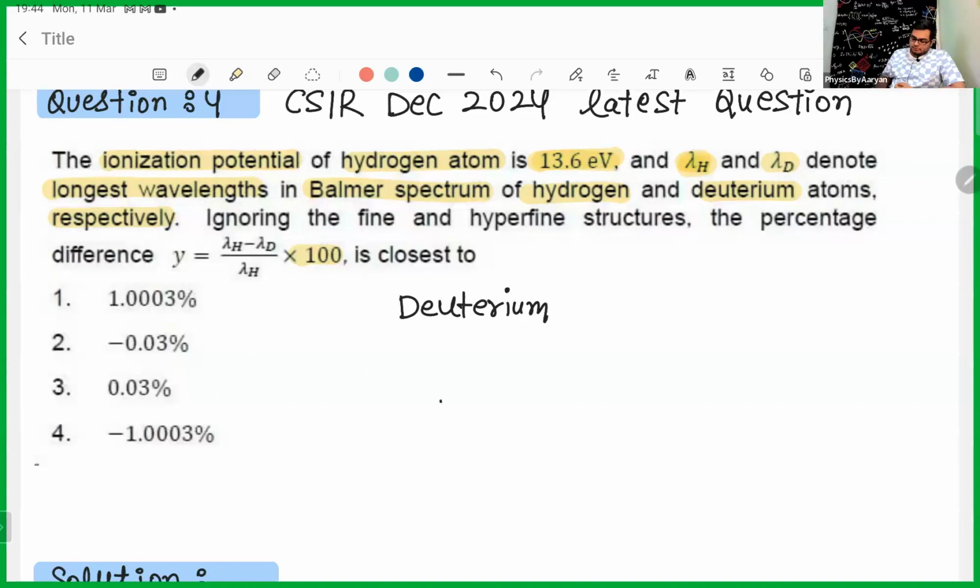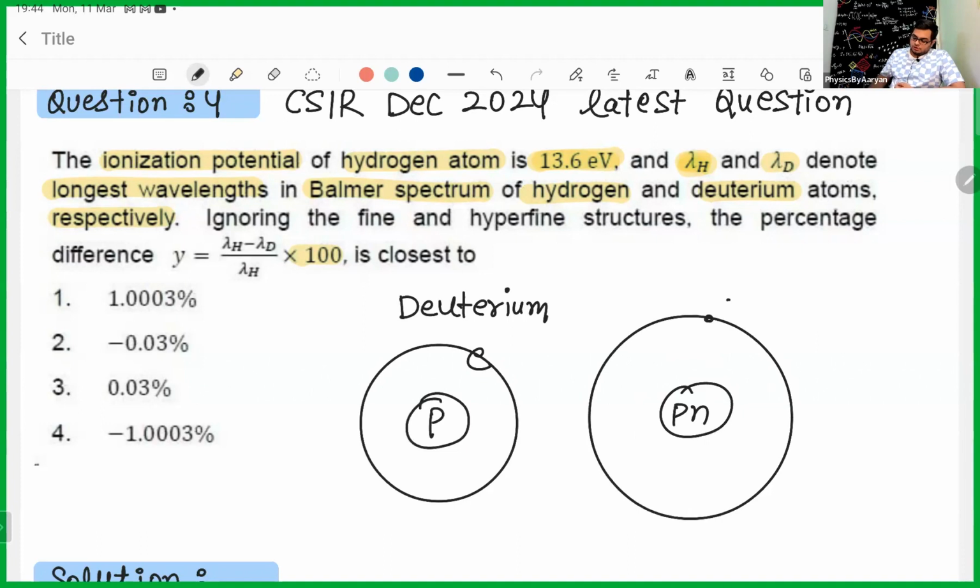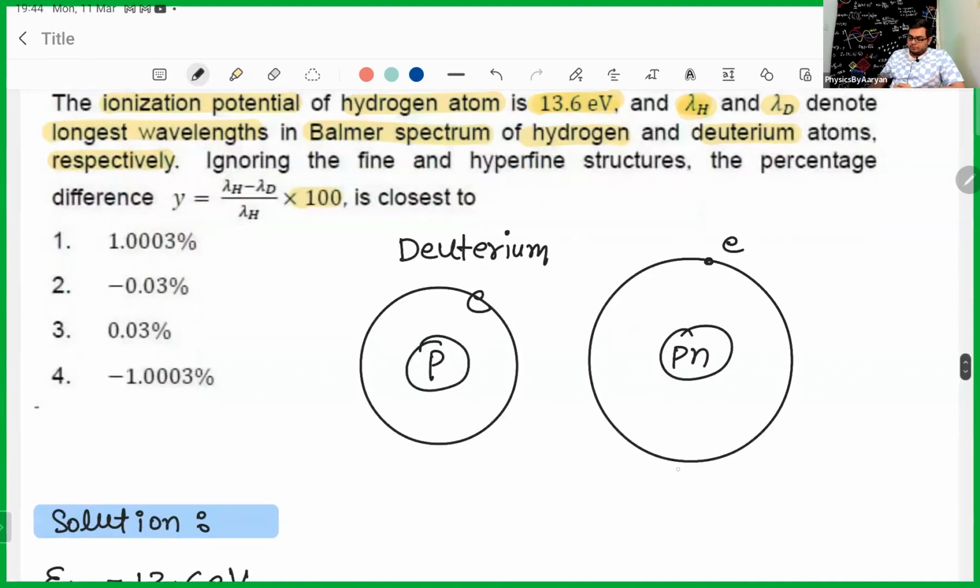So in the hydrogen atom nucleus, you have one proton, that's it, and there is an electron revolving. But in deuterium, in the nucleus, you have one proton and also one neutron, and then there is an electron revolving. So the mass of deuterium will be 2 mp. The mass of the nucleus will be just simply mp. Electron dono mein same hai, so it will be me and this will be me.